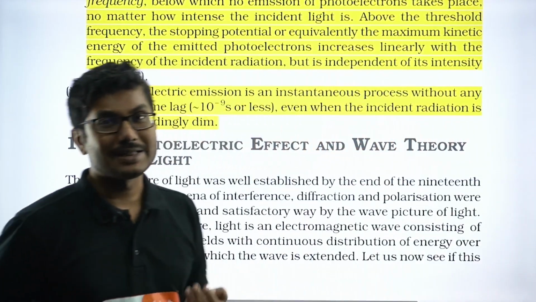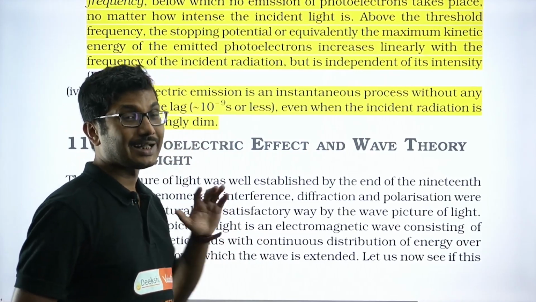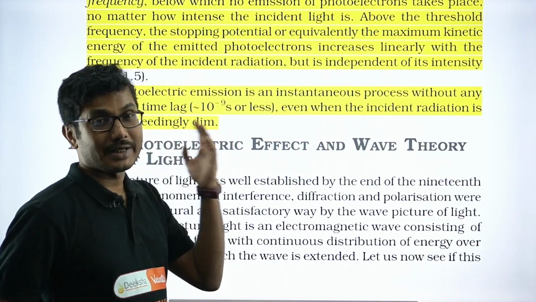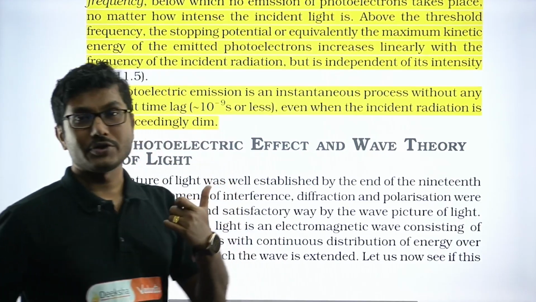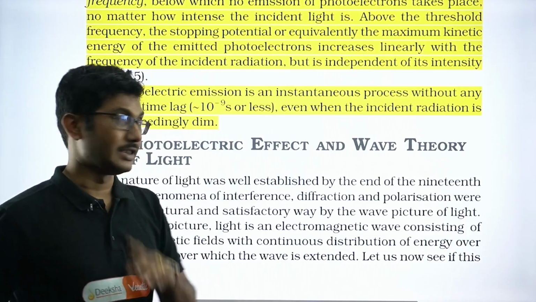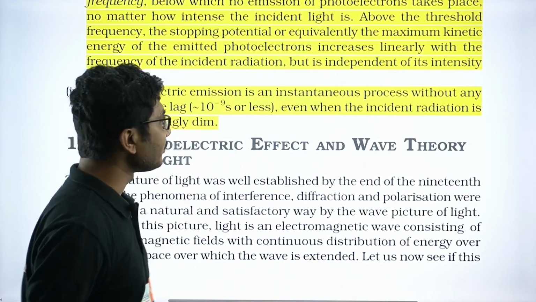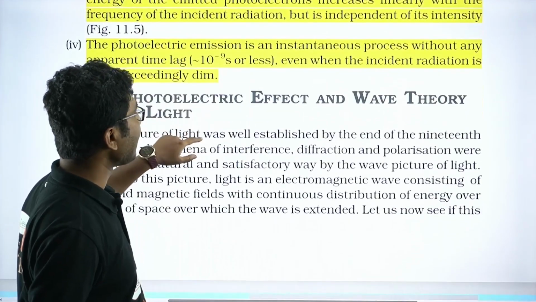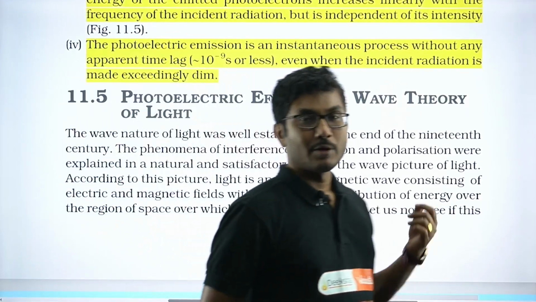So as the intensity increases, the energy of the emitted photoelectrons does not change, but the saturation current increases. Saturation current depends only on the intensity, whereas stopping potential or the maximum kinetic energy depends only on the frequency. Very important. The photoelectric emission is an instantaneous process without any apparent time lag, even when the incident radiation is made exceedingly dim. Very interesting.